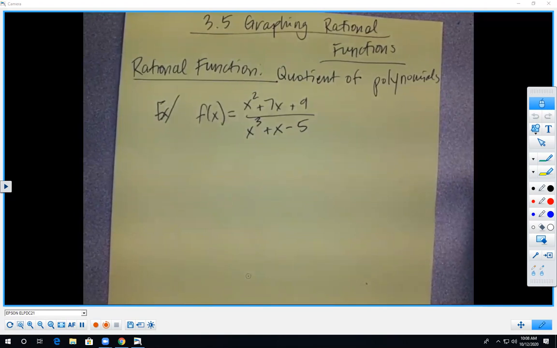Okay, we've talked about these before. What have we talked about with rational functions? Why have they come up a few times in this class?